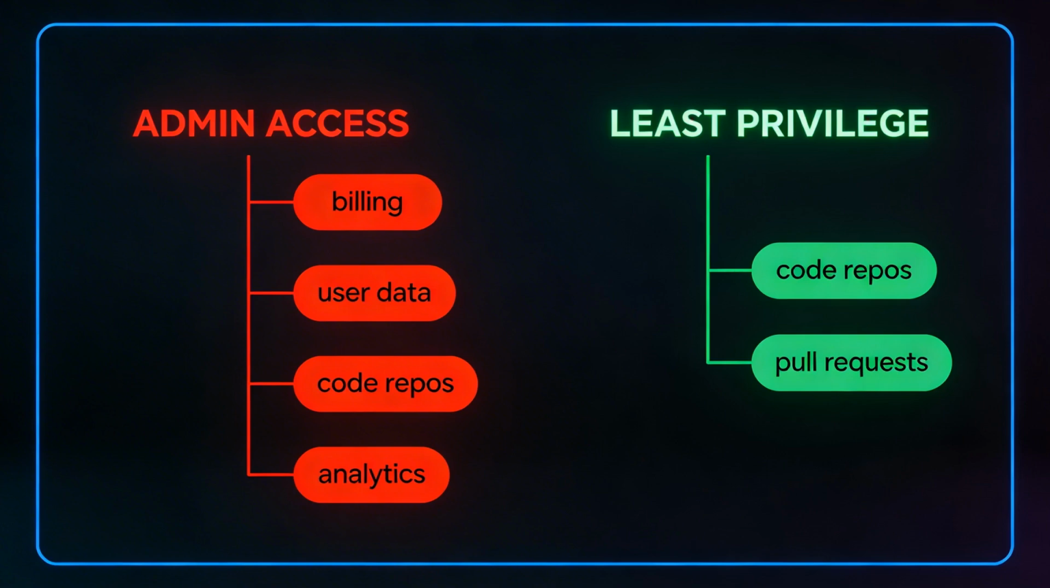Step 3. Segment your network. Don't let a breach in one system spread to everything else. Step 4. Use short-lived credentials instead of long-lived API keys. Tokens that expire force regular re-verification. Step 5. Monitor and log access patterns. You can't protect what you can't see.